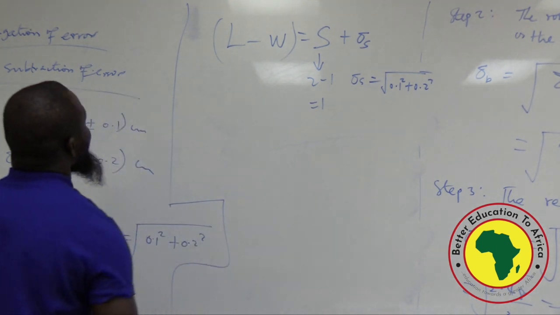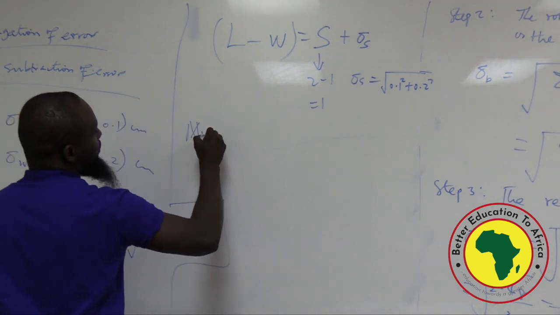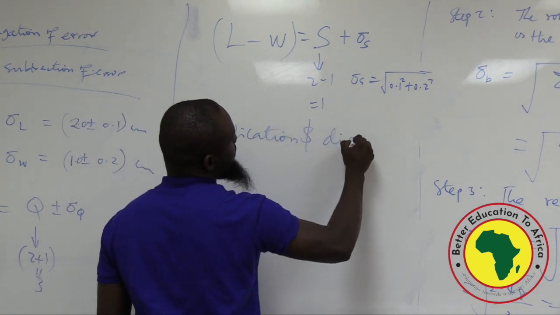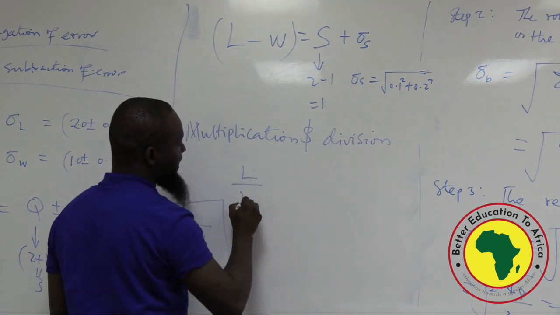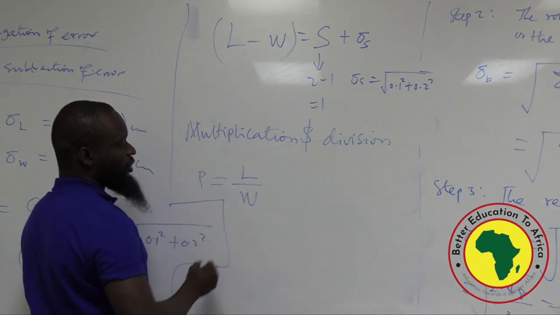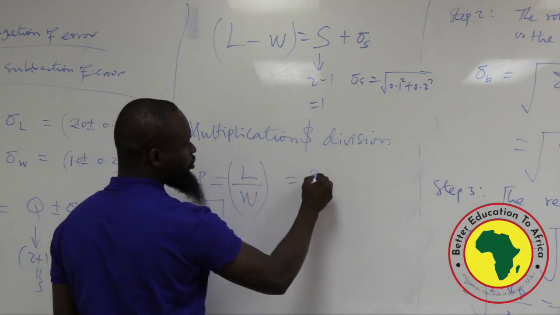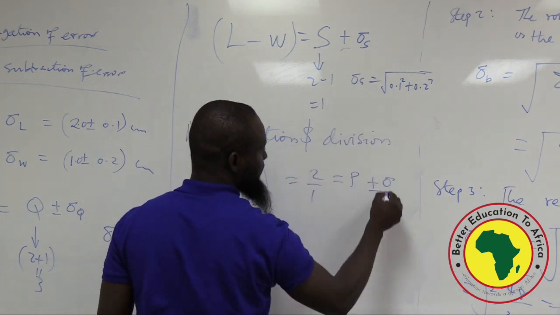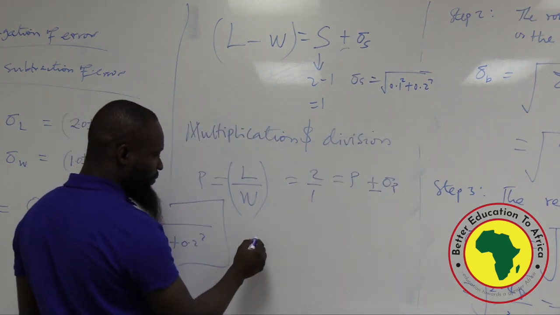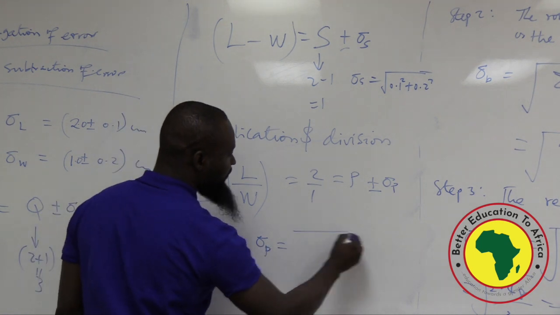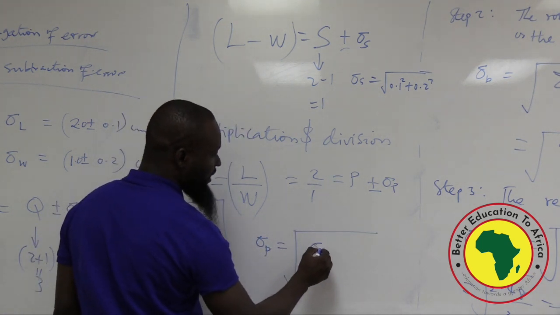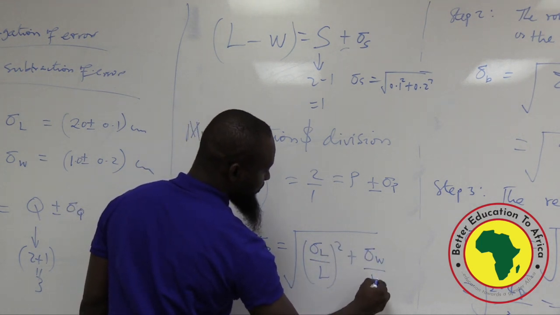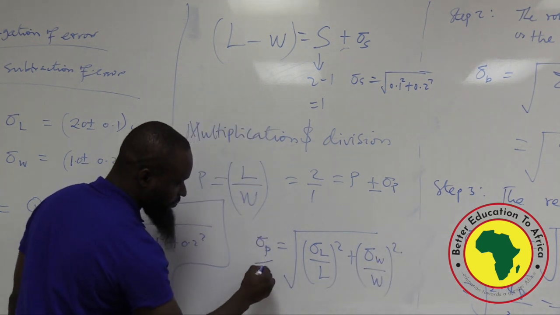And then the same when we go to multiplication and division of errors. Let's say I want to do L divided by W now. Let me call this P. So how do I calculate P? It is just 2 divided by 1. But how do I get the error in P, plus or minus delta P? The error in P is calculated from fractional errors. So it is the error in L over L squared plus the error in W over W squared, which will give me the error in P over P.